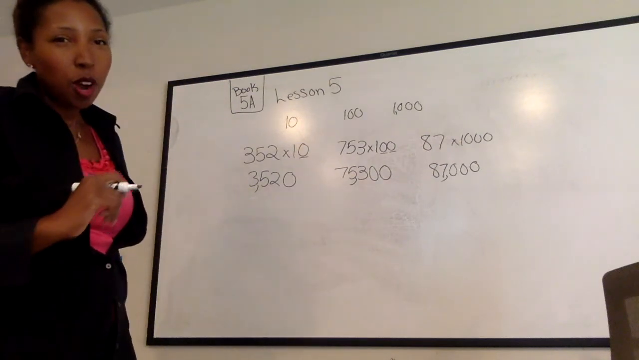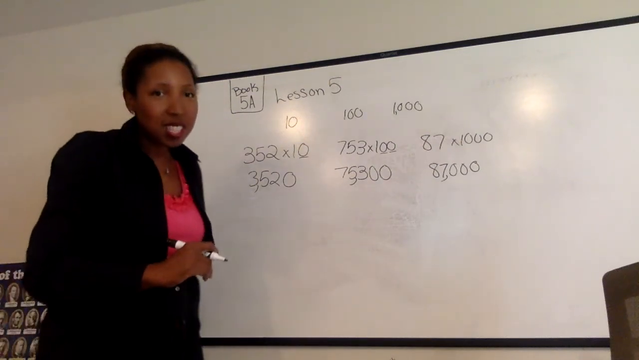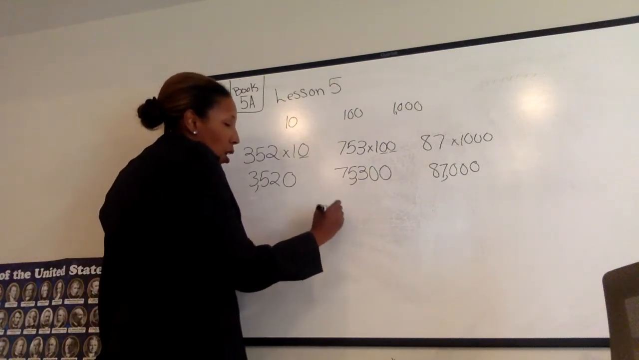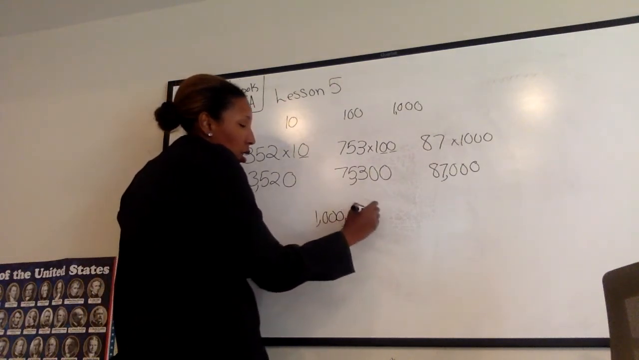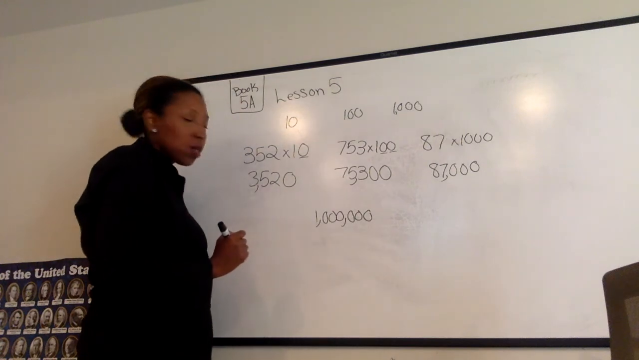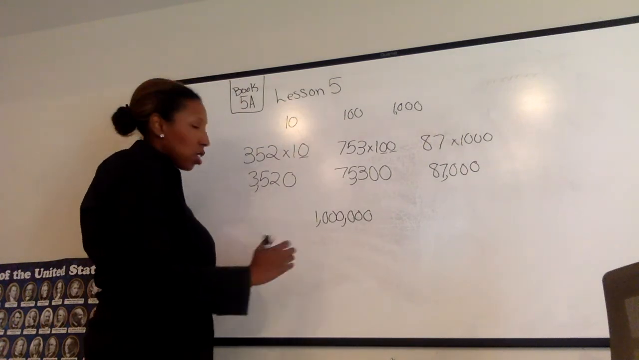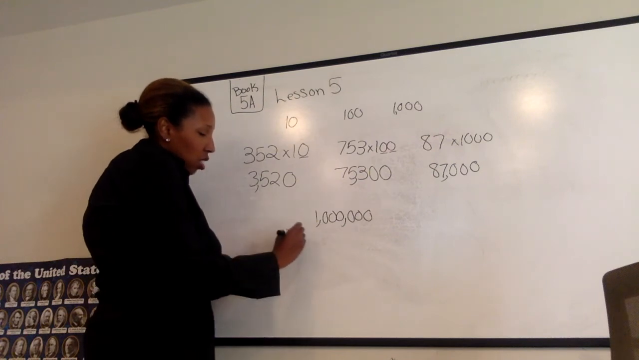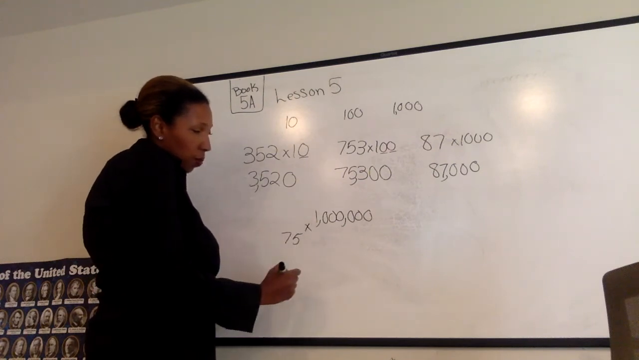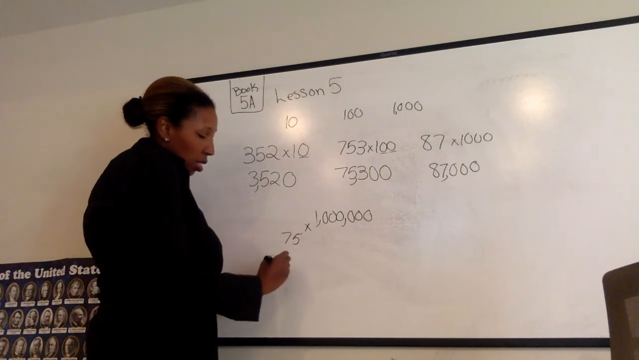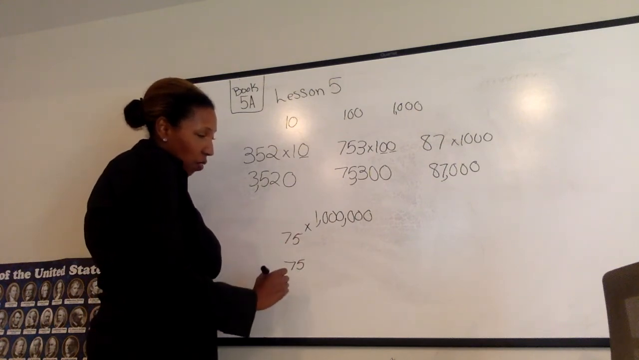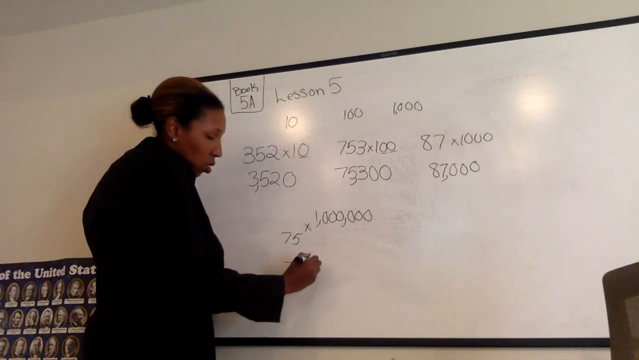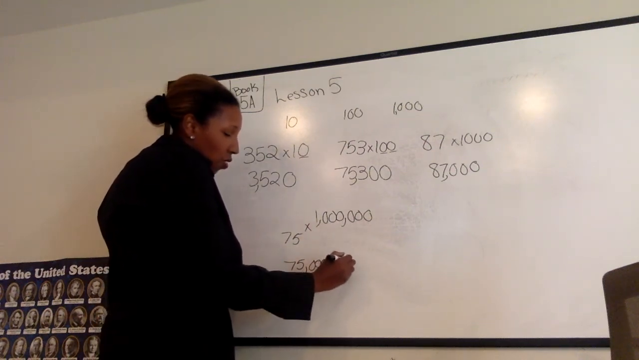And I'm just going to throw a hard one at you, but you won't see this in your practice. If I said times 1 million, oh my gosh, seems like something that would be difficult. If I said what's 75 times 1 million? Well, 75 times 1 is 75. And then I count 1, 2, 3, 4, 5, 6 zeros.